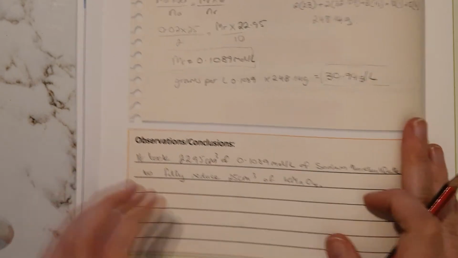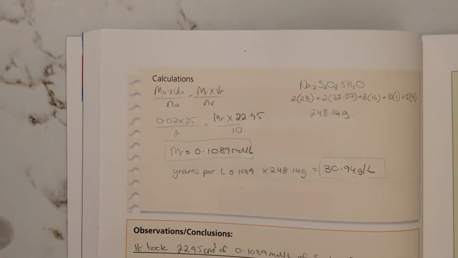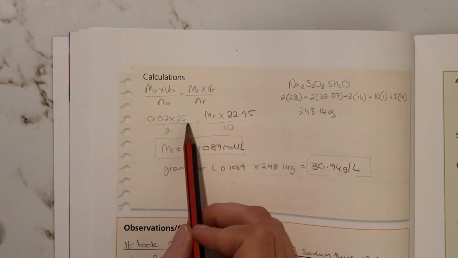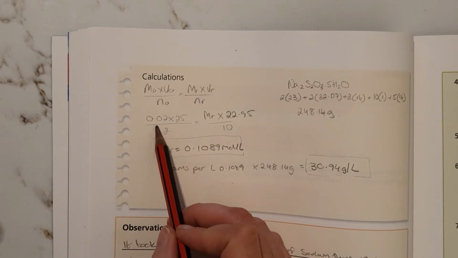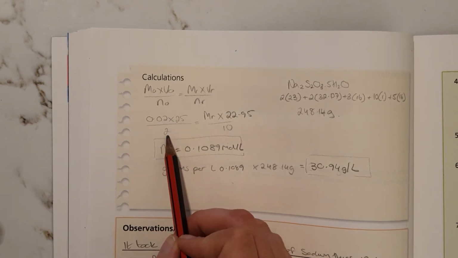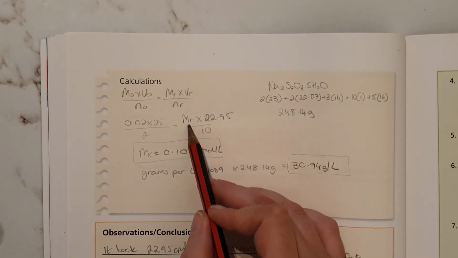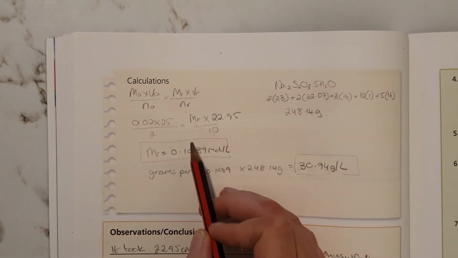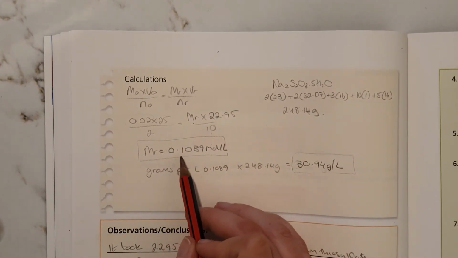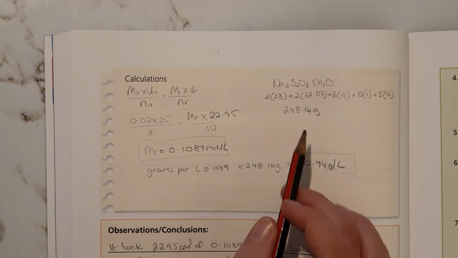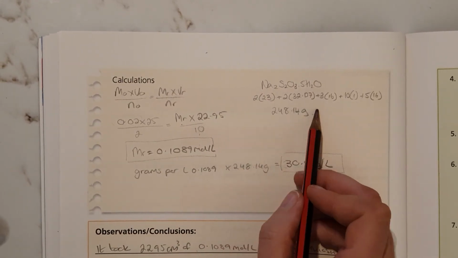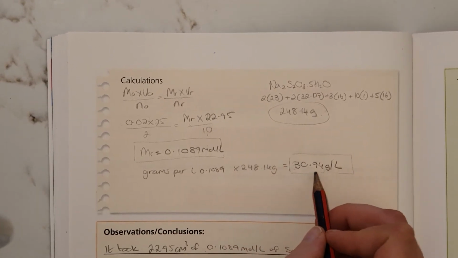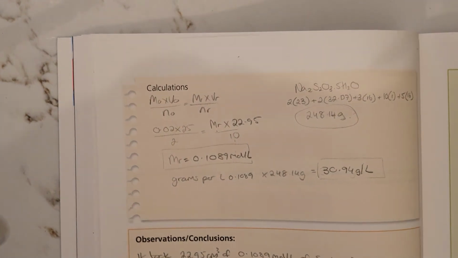Our last page is where we work out the actual molarity of our sodium thiosulfate. So we can fill in our formula as per usual. Fill in all the oxidizing agent's values: 0.02, 25, 2. That might be different. Molarity of the reducing agent, your average titer, that could be different for you, and the 10. Putting that in, I got around 0.1089 moles per litre. If I want to find out the grams per litre, you multiply it by the molecular mass. And I got 30.94 grams per litre. That's all that you were asked to do.